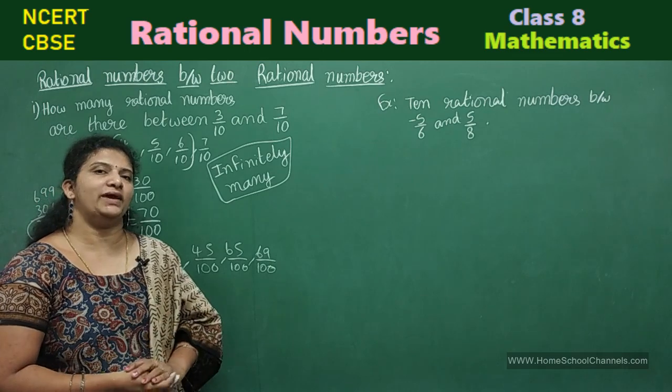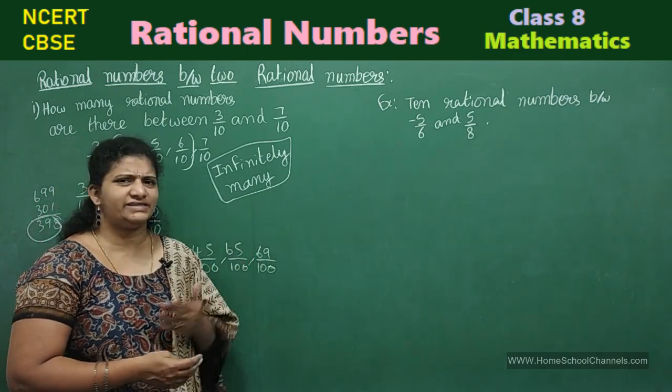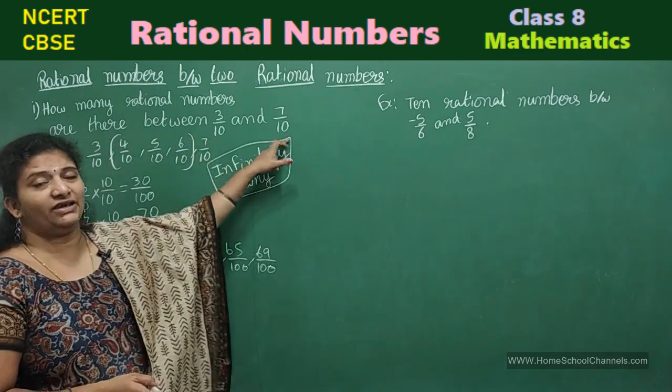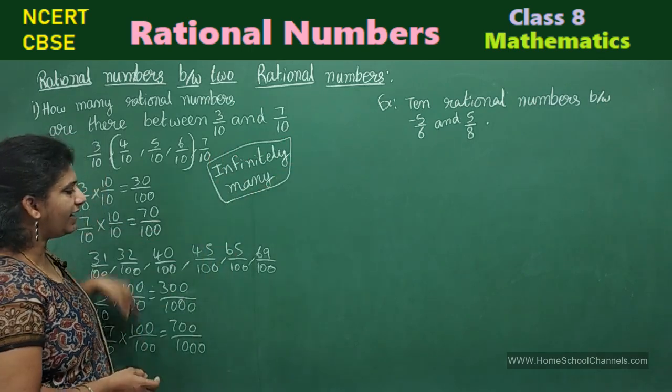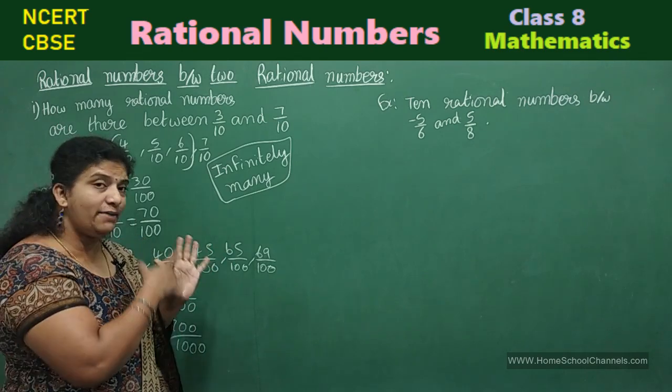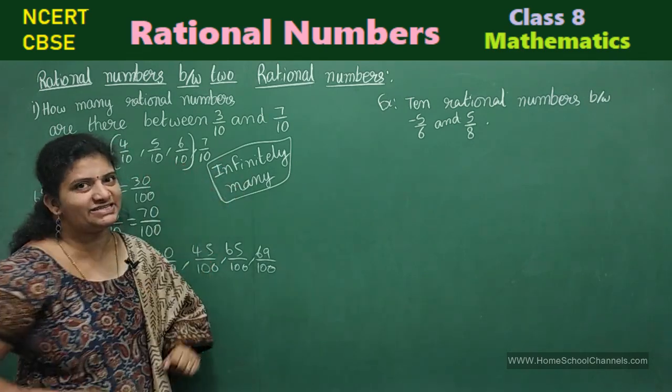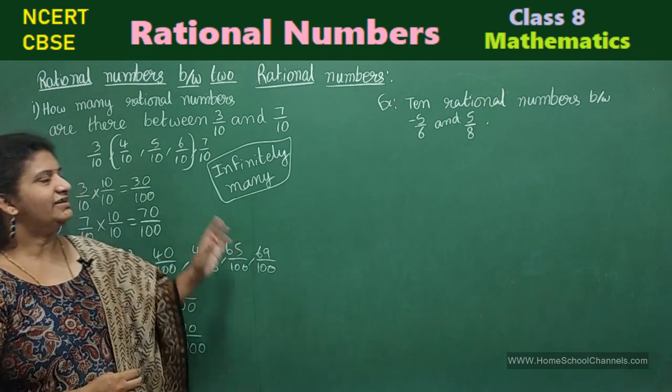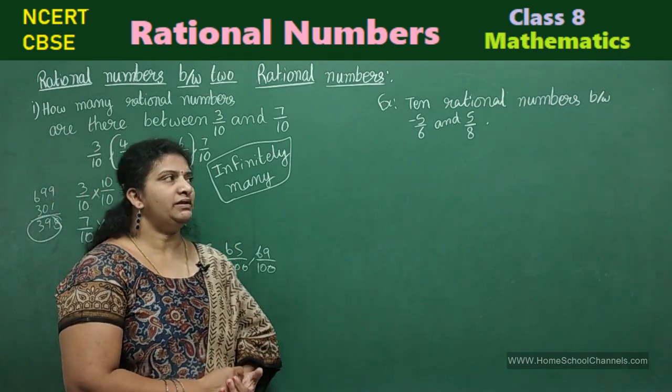Suppose they ask you for any 5 or 10 or 6 rational numbers between two given numbers, you can write any numbers from among these. Those numbers should be inside this range of rational numbers. Right? So let us move to the next example.